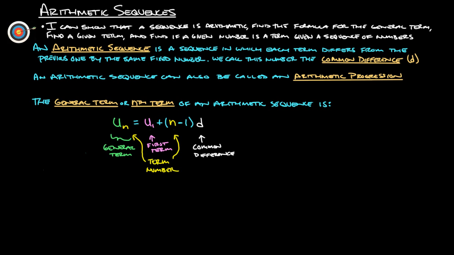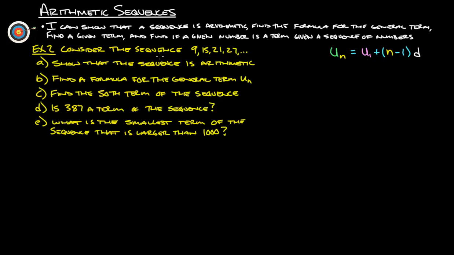So let's use this formula to figure out example 2. Consider the sequence 9, 15, 21, 27. Part A: show that the sequence is arithmetic. To show that this is an arithmetic sequence, you have to show three different times that the difference is the same. You always take the term and subtract the term before it, and that will show you the difference. So we're going to do that three times.